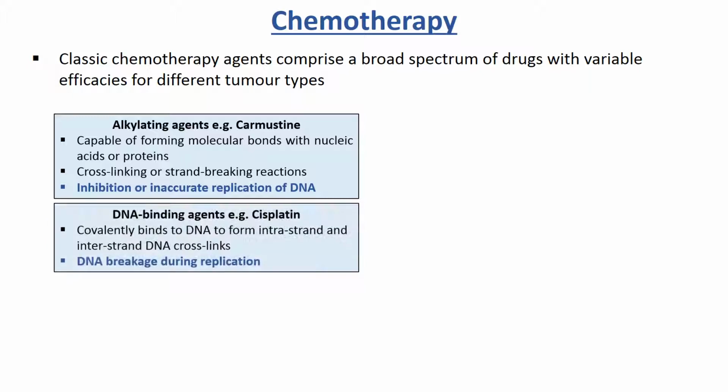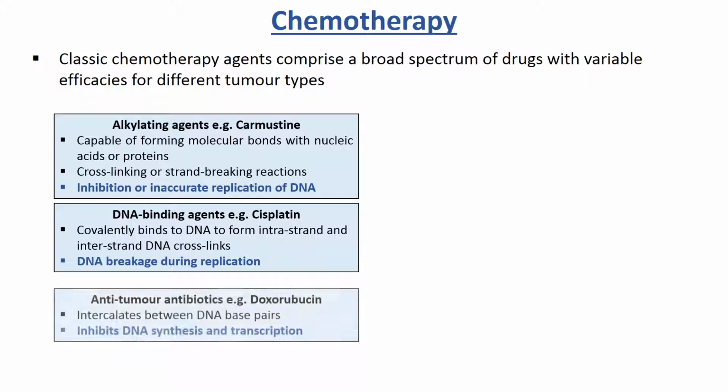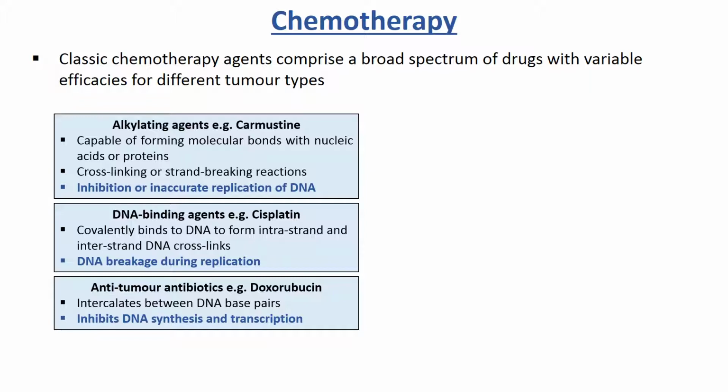DNA binding agents such as cisplatin covalently bind to DNA and form intrastrand and interstrand DNA crosslinks. This causes DNA breakage during replication, leading to cell death. Anti-tumour antibiotics such as doxorubicin intercalate between the DNA base pairs and inhibit DNA synthesis and transcription.